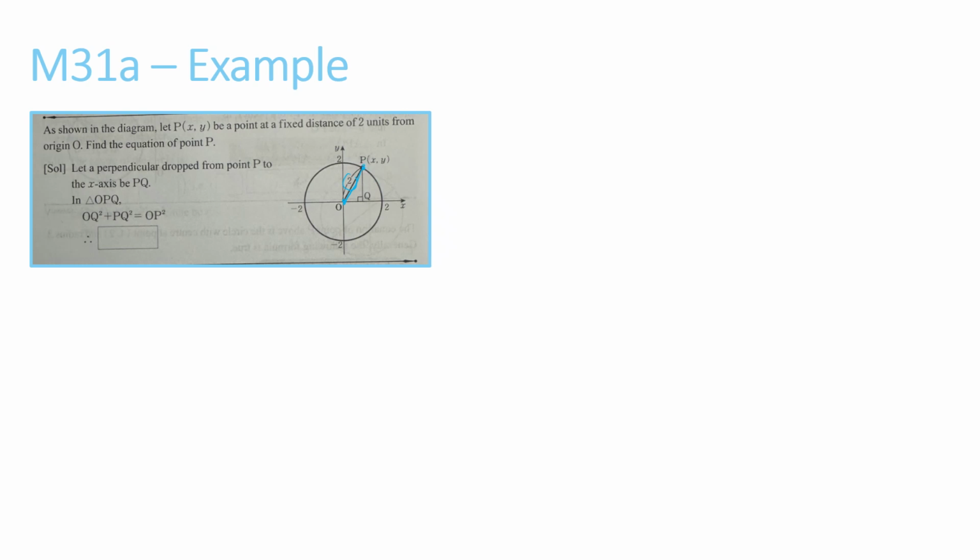Let a perpendicular dropped from point P to the x-axis be PQ. So when you find the x-axis, which is here, and then drop a line that is perpendicular to it, right here, and that is PQ, as you can see here and here. Now we have our own triangle. I'll redraw it bigger over here. This triangle is a right angle with length 2, points P, point Q, and point O for origin.